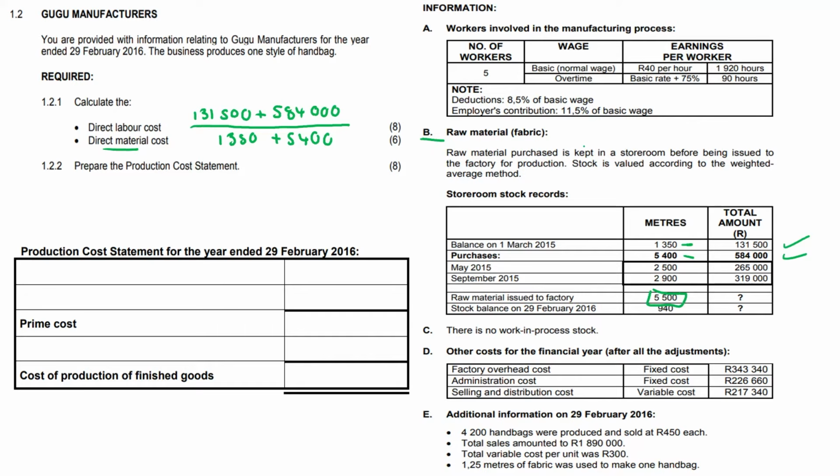This is just going to give us the value per meter. So whatever random amount we get here, it's going to relate to just 1 meter. We don't want that. We want the total direct material cost, so what has been issued to the factory for production. And the reason we're using a method like that is because it says weighted average method. We could have used FIFO, first in, first out. That means we use the stock that was first bought, we use that first, and only then would we have used the purchases amount.